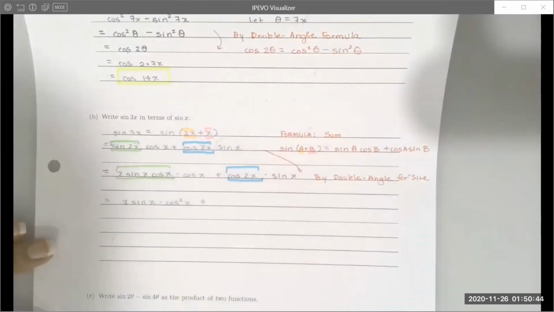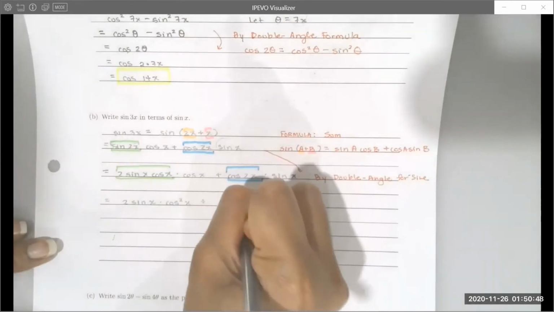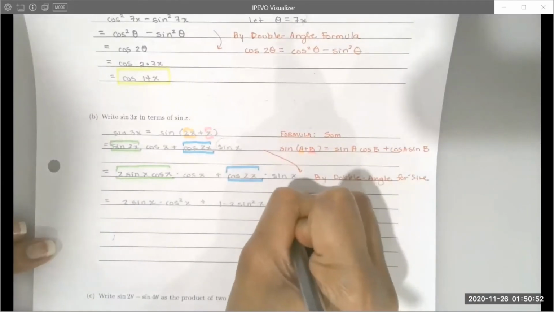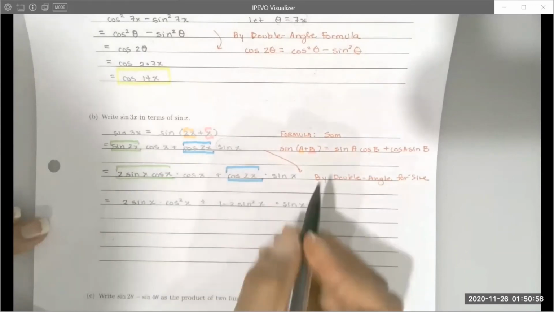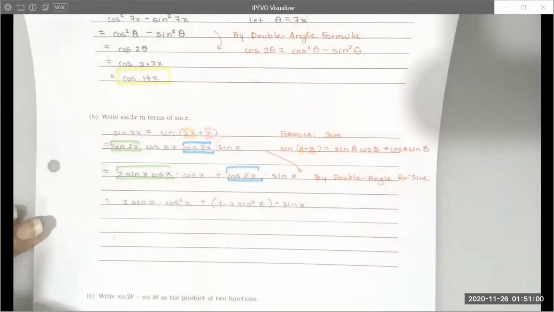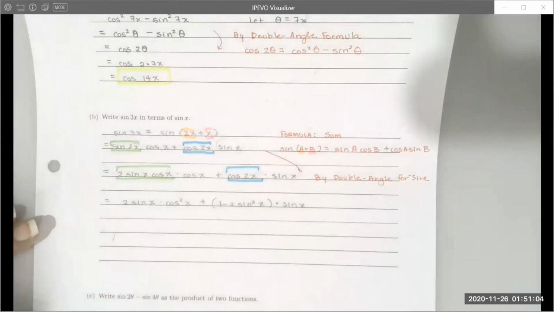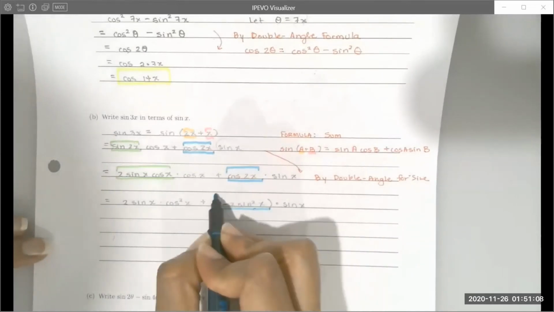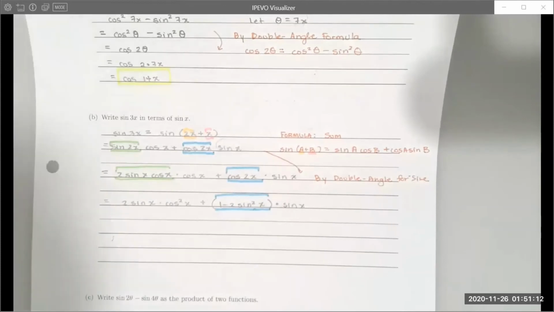So that means that we're going to have 1 minus 2 sine squared x, and then we still have times sine x. I have to be careful here because since I have multiplication with two terms, I need to have parentheses around it to make sure that the sine gets distributed to both of the terms. Okay, so that's the result of applying the double angle formula to cosine 2x.